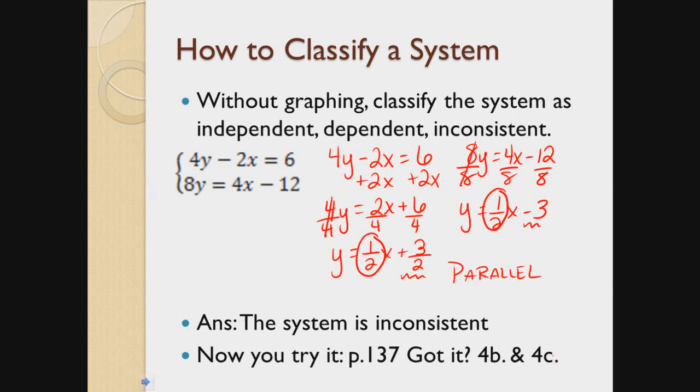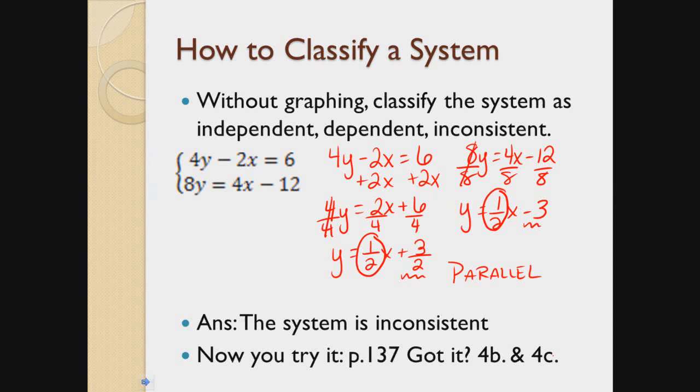Classifying a system. A consistent system has one or more solutions. To break it down, independent has one solution and dependent has infinitely many solutions. Both of these would be considered a consistent equation. And then more specifically, you would name it as independent or dependent. An inconsistent system means that it has no solution. Let's look at some examples.